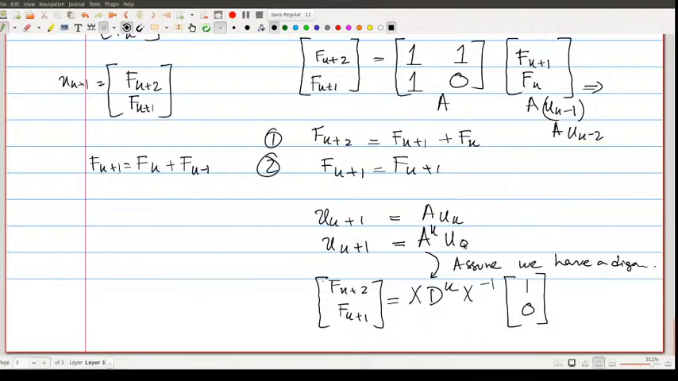So the original numbers: u naught was just 0, and the first number was 1. If I can find this diagonalization, I'll be done. I can just find the kth one. So if I want to find u50, that would just mean doing X D to the 50 X inverse times (1, 0), right? That's how I can find u50. Okay, so let's try it out.